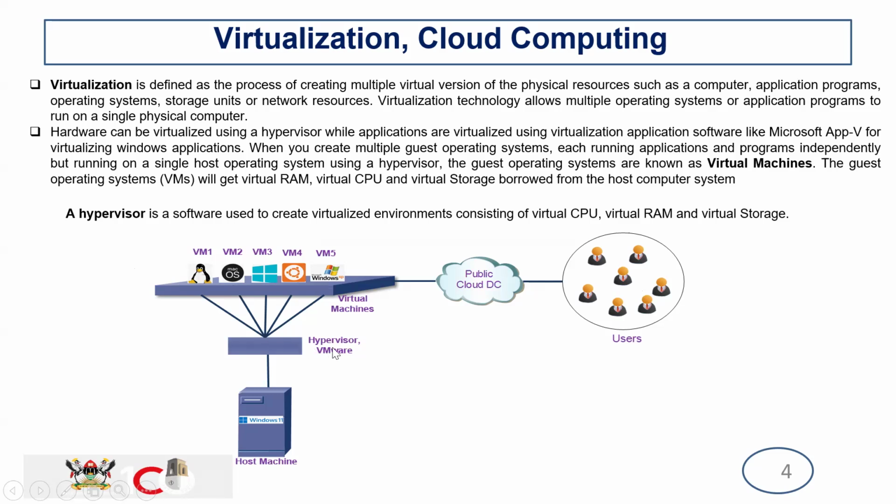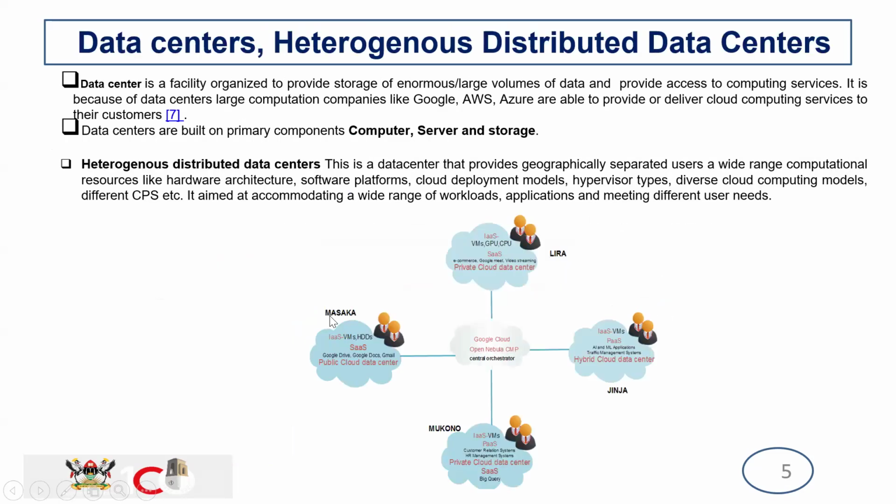A program called a hypervisor, a software, allows copies of the same computer system running different operating systems on a single host to be created. Cloud service providers use cloud data centers to provide cloud services for end users, and those data centers are distributed in order to allow users from different geographical locations to be provided with a number of workloads and to meet their different user needs.